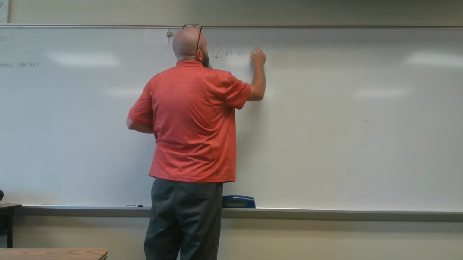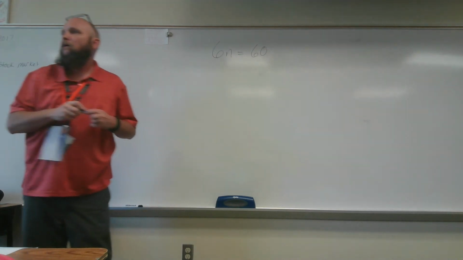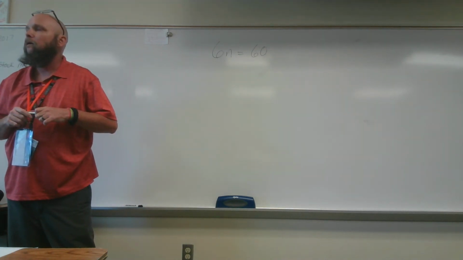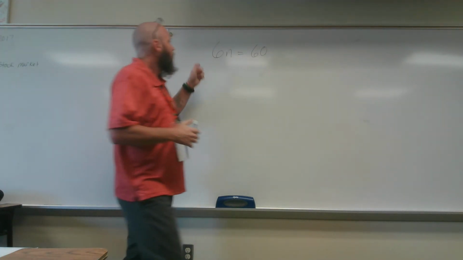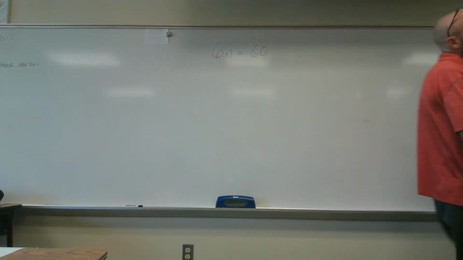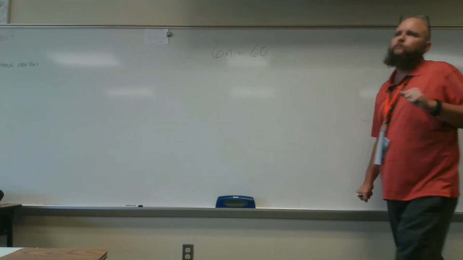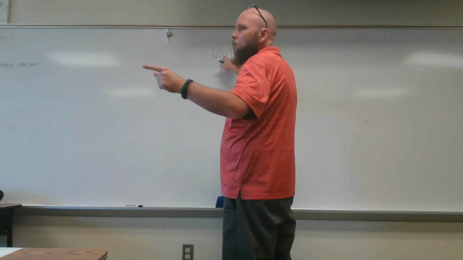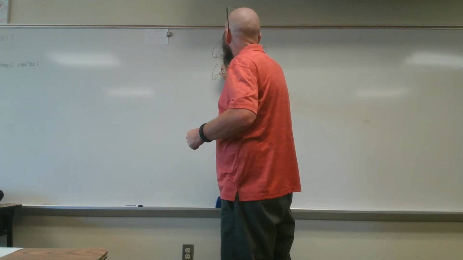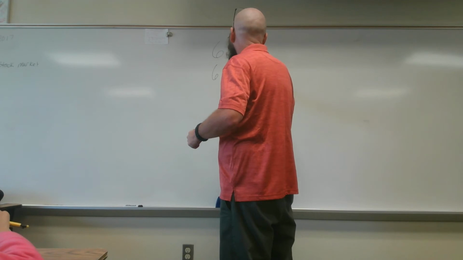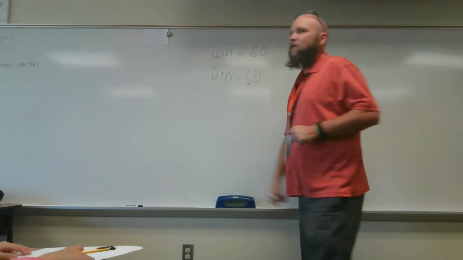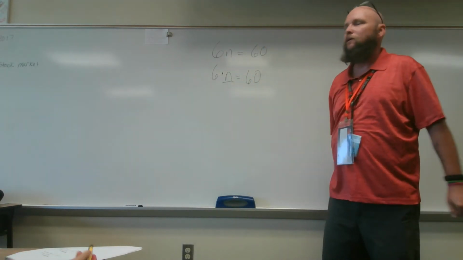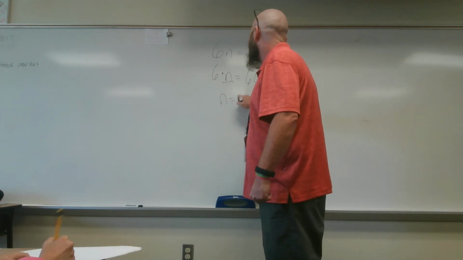Oh, solve for n. 6n equals 60. Hunter, if a number and a letter are side by side, that means what? There's supposed to be a number where the letter is. No, that means multiply. Oh, yeah. 6 times n equals 60. 6 times what equals 60? 10. So n equals 10.